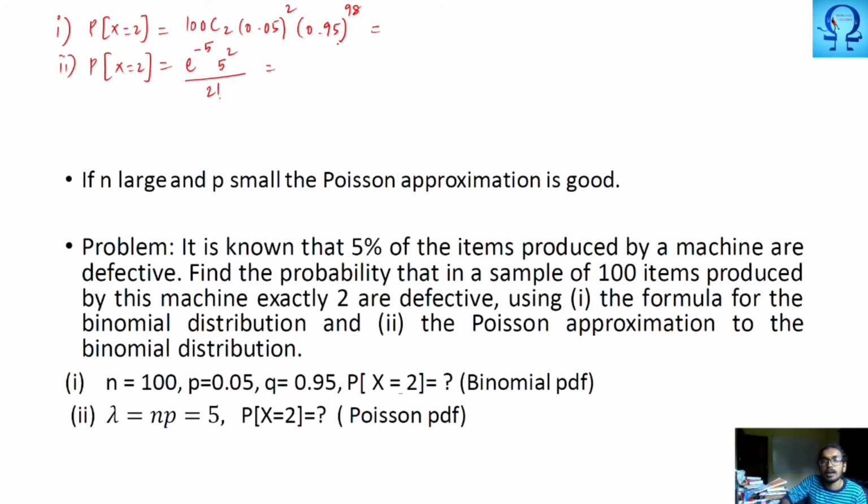Comparing these two gives you almost equivalent probabilities. Since n was 100, it was fine. Suppose you need to calculate x greater than 2, we will have to work out too many things. That involves too many calculations, whereas Poisson is comparatively easier, right?